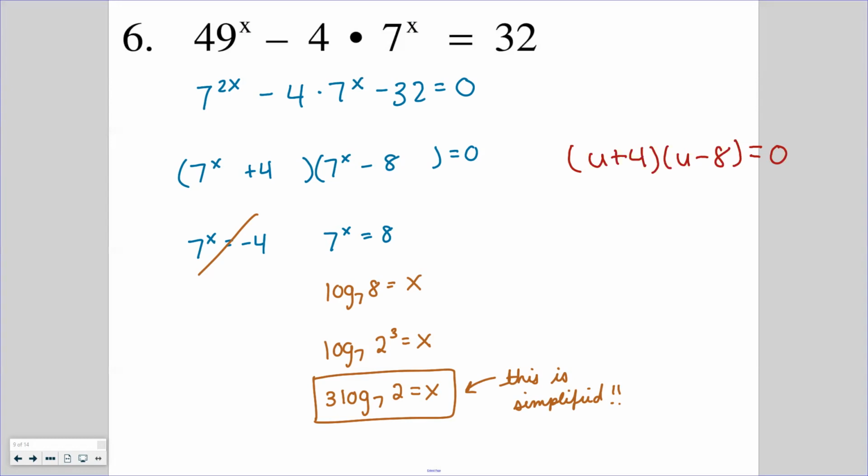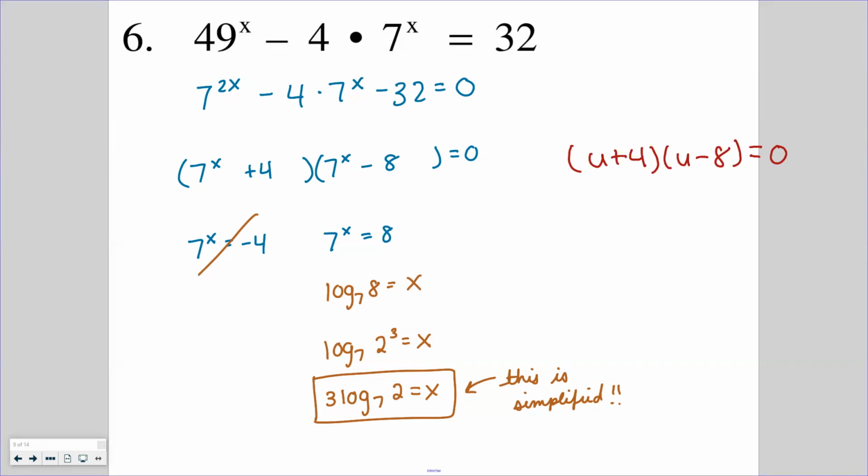7 to the power of x is equal to -4 is never going to yield a solution. I cannot take a positive number, raise it to any power, and get a negative value. So we're just left with 7 to the power of x is equal to 8. And we will never be able to get 7 and 8 to be the same base. So exponential form is no longer helpful. We're going to go to logarithmic form, and logarithmic form would tell us log base 7 of 8 is equal to x.